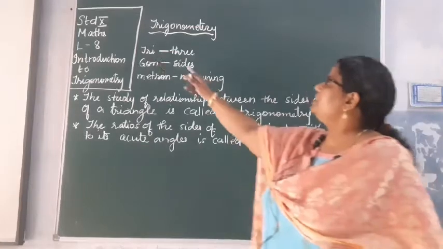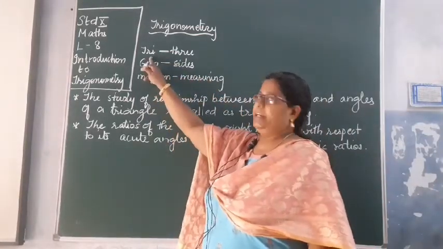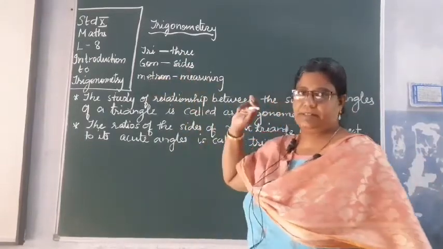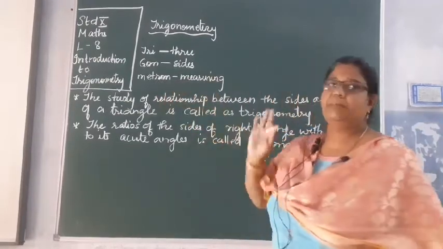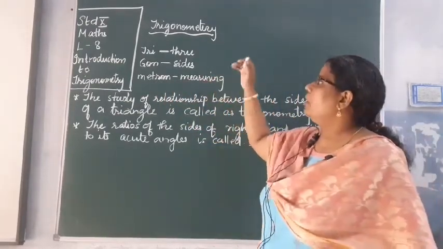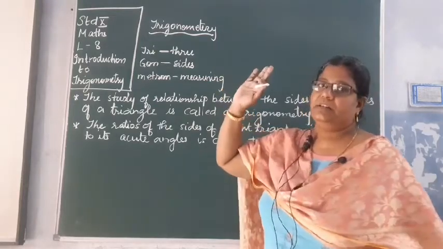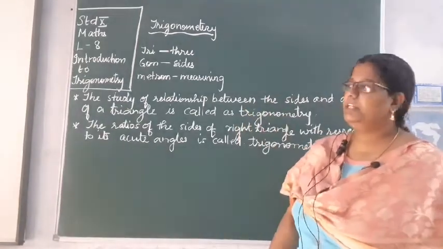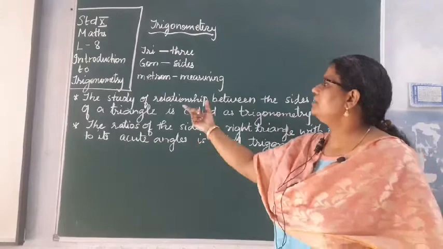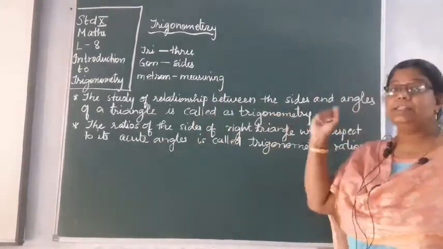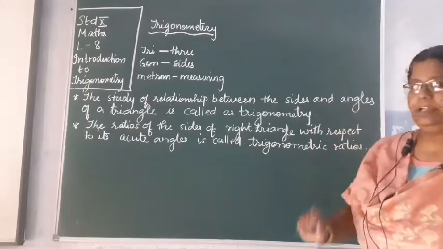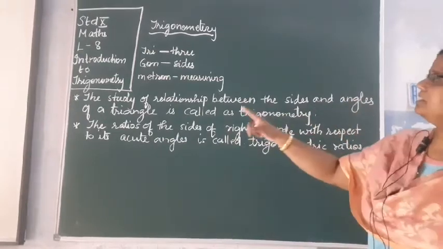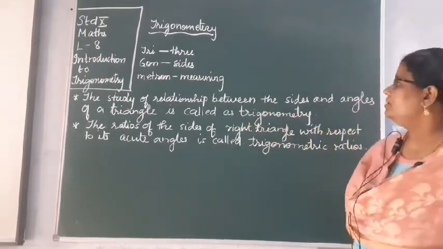Okay, so it involves these three words. What are they? Tri. Tri means three. Okay, gon. Gon means sides. And metron. Metron means measure. That means you are going to learn or measure the three sides of the triangle. Related to that, we are going to study in this chapter. So basically, it is the study of relationship between the angles and the sides of a triangle. Okay? So the study of relationship between the sides and the angles of a triangle is called trigonometry.